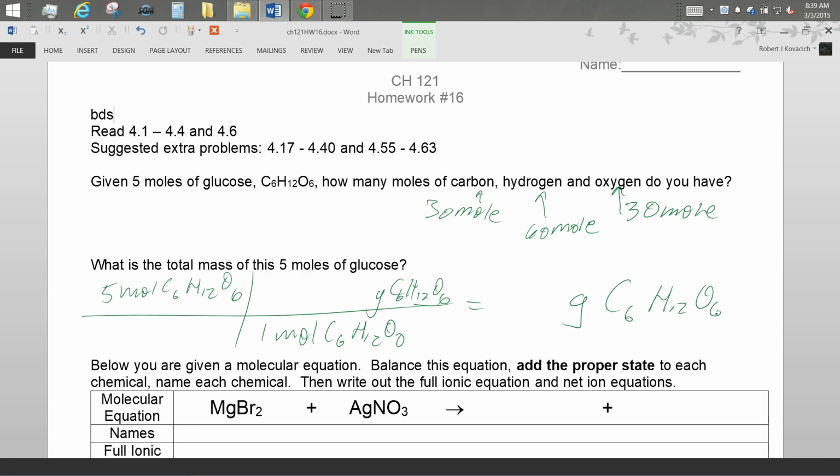So 12.011 times 6, plus 1.00795 times 12, plus 15.9994 times, dang it, that's not 6, it's 6 for the oxygen, so that's 180.158. So if I multiply that by 5, I get a total mass of 900 grams.